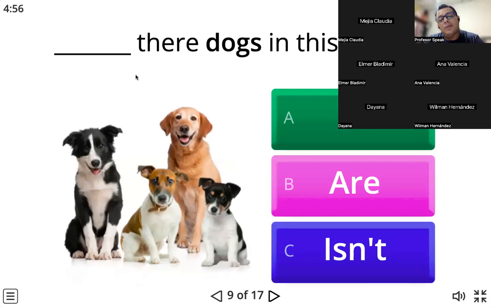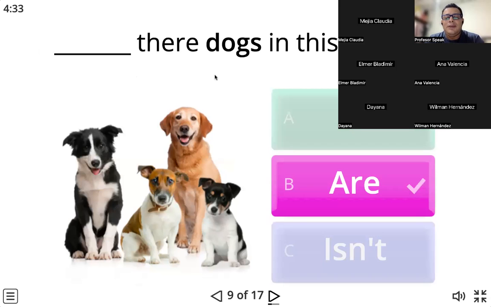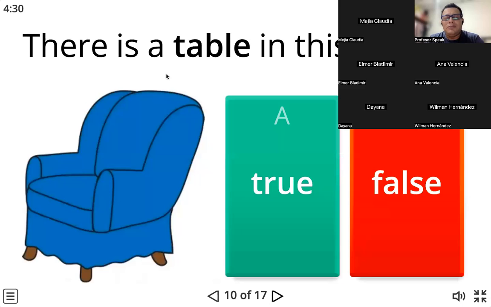Now, this one is a question, but it's the same thing. Dogs, plural or singular? Daisy? Plural. Do we use are or is? Are. Okay, can you read the question? Are there dogs in the picture? Let's see. Very good. Excellent.